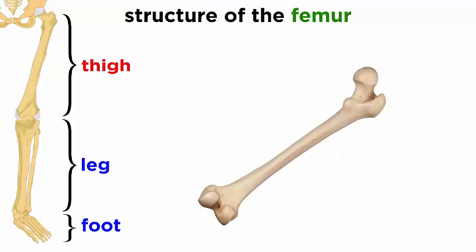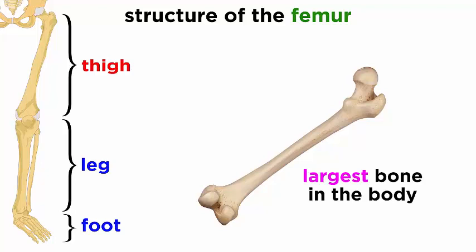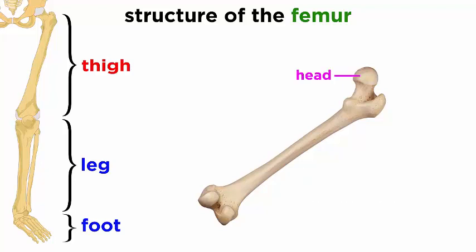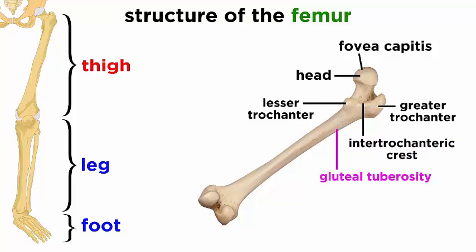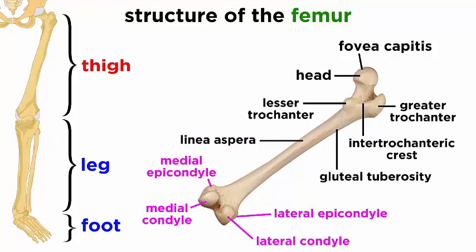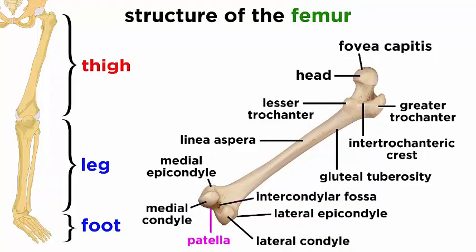The thigh is made of a single bone, just like the arm, and this one is called the femur, which is the largest bone in the body. Here we see the head with a small pit called the fovea capitis. Then the greater and lesser trochanter, the intertrochanteric crest, the gluteal tuberosity, linea aspera, medial and lateral condyles and epicondyles, intercondylar fossa, and patella.